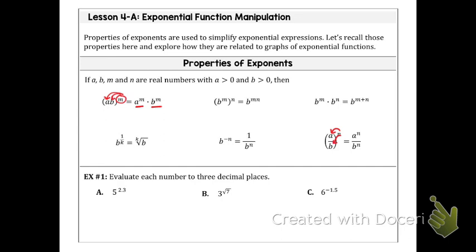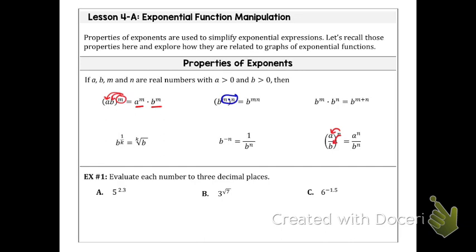Alright, the next rule over on the top, the middle one, says if I have b to the m to the n, exponents are side by side. Remember, anything written side by side in math means to multiply. So we would just take the two exponents and multiply them. So b to the m raised to the n is the same as b to the m times n.